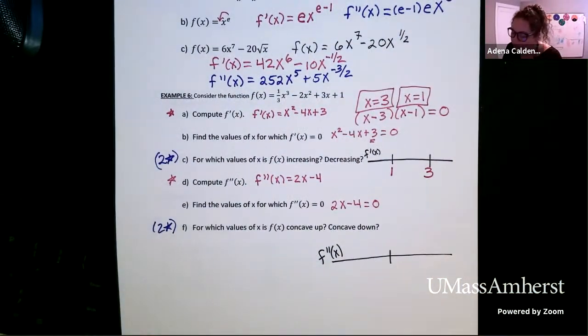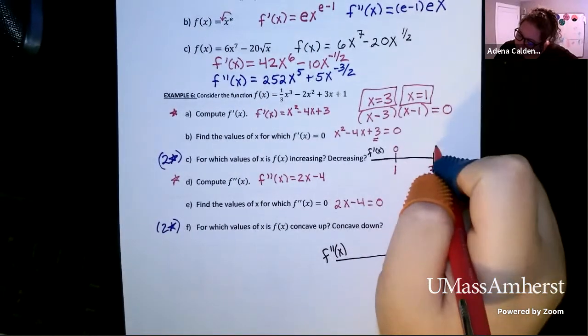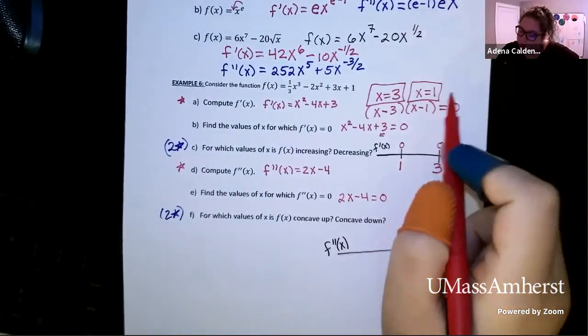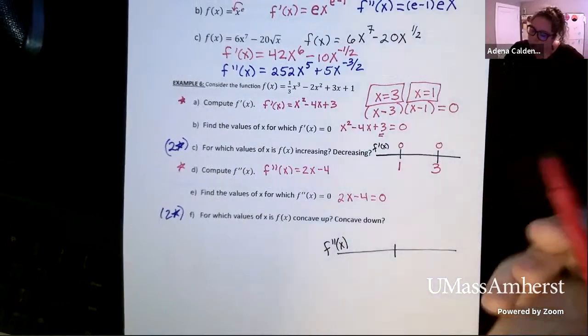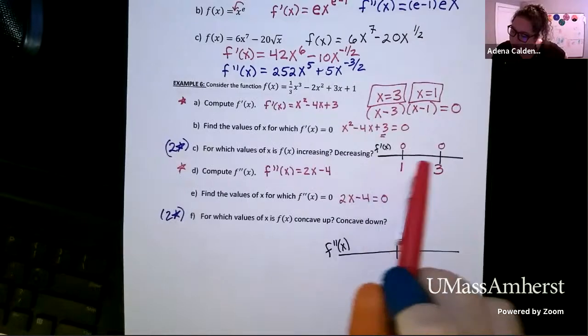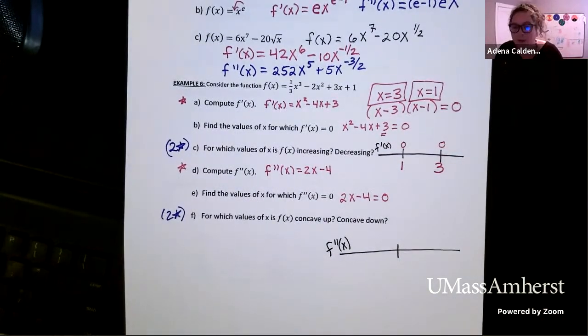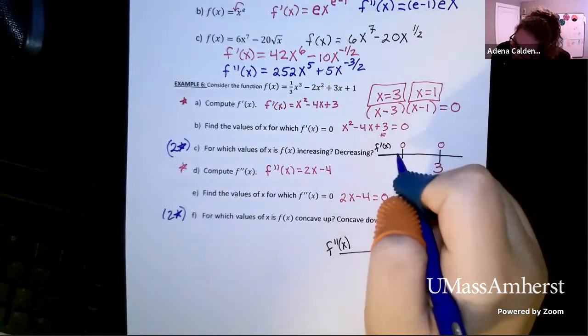So what I like to do to stay organized is I like to create a number line. You don't have to do it this way, but I think it's a good way to think about it. So I know that the derivative is 0 at 1 and 3, right? That's what I found in part B. So what I want to do is I want to figure out to the left of 1, between 1 and 3, and after 3, whether my first derivative is positive or negative. So I'm going to pick a number to test here.